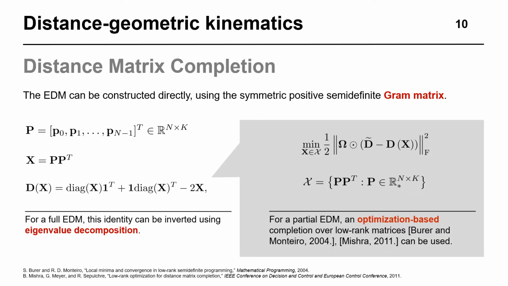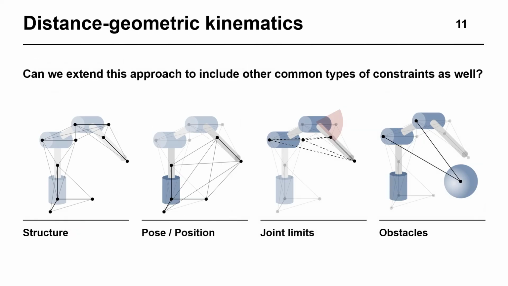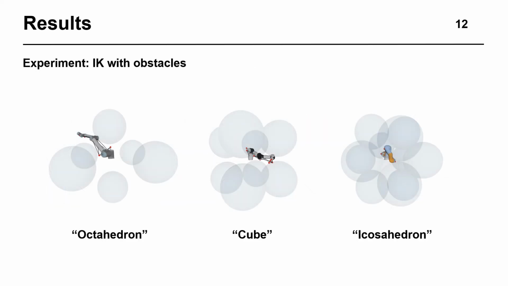Since the IK problem is equivalent to recovering a point set from a partially complete EDM, our solution uses an optimization-based matrix completion over the Riemannian manifold of valid Gram matrices. By extending this formulation to include distance ranges, we are able to seamlessly include a variety of constraints. Notably, obstacles can be included as concatenations of spheres defined as points with lower bounded distances to the robot.